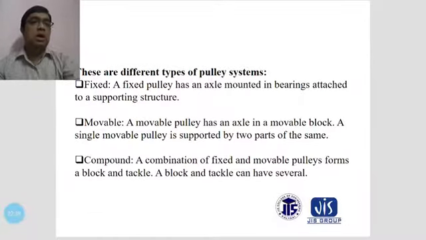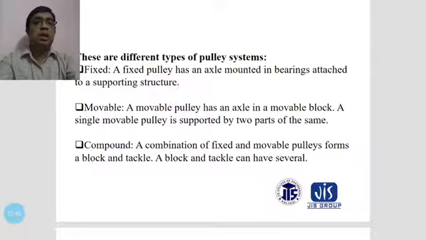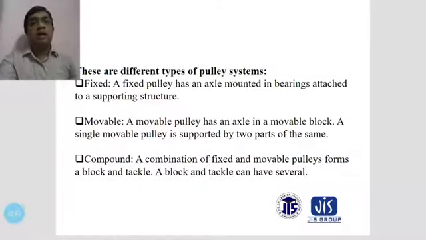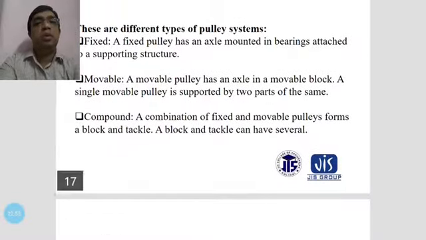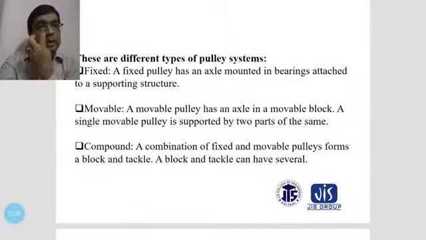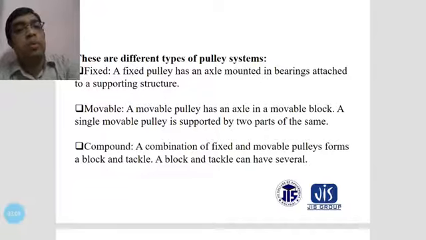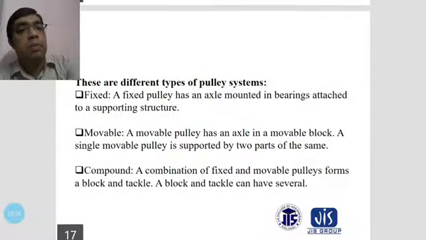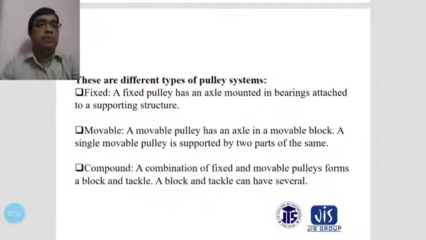The fixed pulley is given first. A fixed pulley has an axle mounted in bearings attached to a supporting structure. With the fixed pulley, materials move under fixed conditions. Then there is the single movable pulley, where a movable pulley has an axle in a movable block.